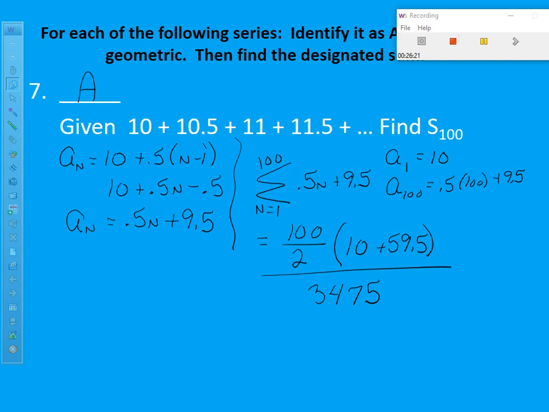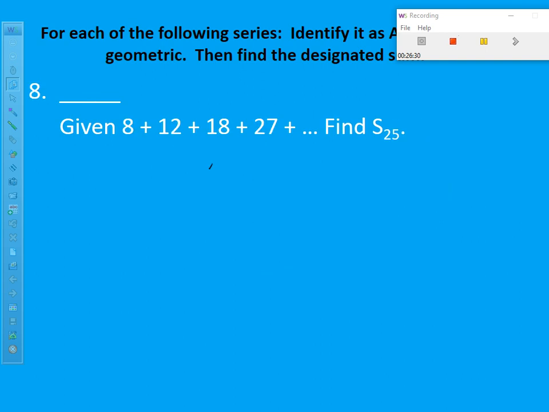My last one, my number 8. My sequence itself, my series itself goes 8 plus 12 plus 18 plus 27. Decide if it's arithmetic or geometric. So plus 4 plus 6 plus 9, so it's definitely not arithmetic. It's got to be geometric. So I'm going to look at my note card. My formula for geometric series goes, the sum of these numbers is g sub 1 times r to the n minus 1 over r minus 1.